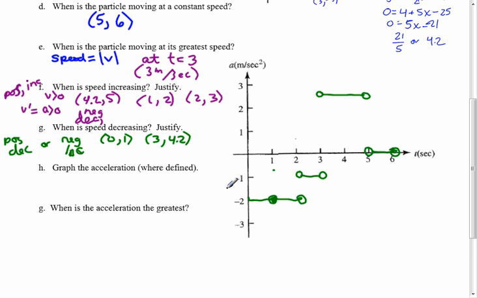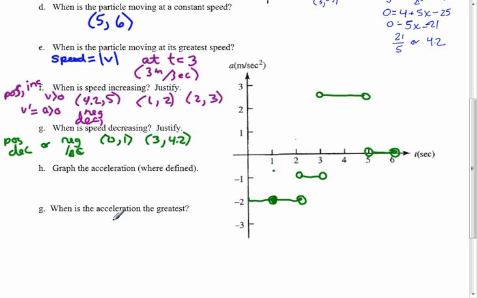And we have our graph of acceleration here. So when is the acceleration the greatest? Well, where's it furthest from the x-axis? It looks like it's between t = 3 seconds to t = 5 seconds.